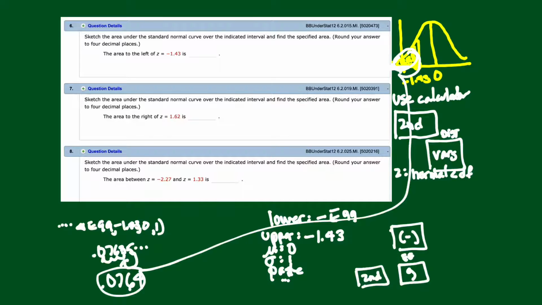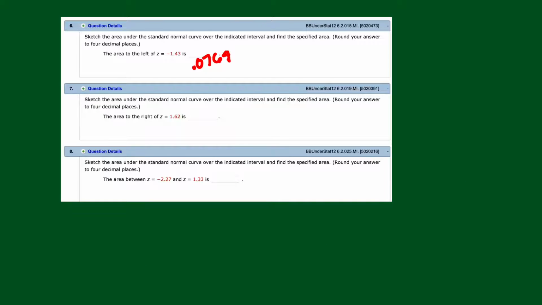So let's report that up here in our picture. That is going to be 0.0764. Now, problem 7 out of 6.2. Sketch the area under the standard normal curve to the right of 1.62. All right, now here's what this is going to look like.